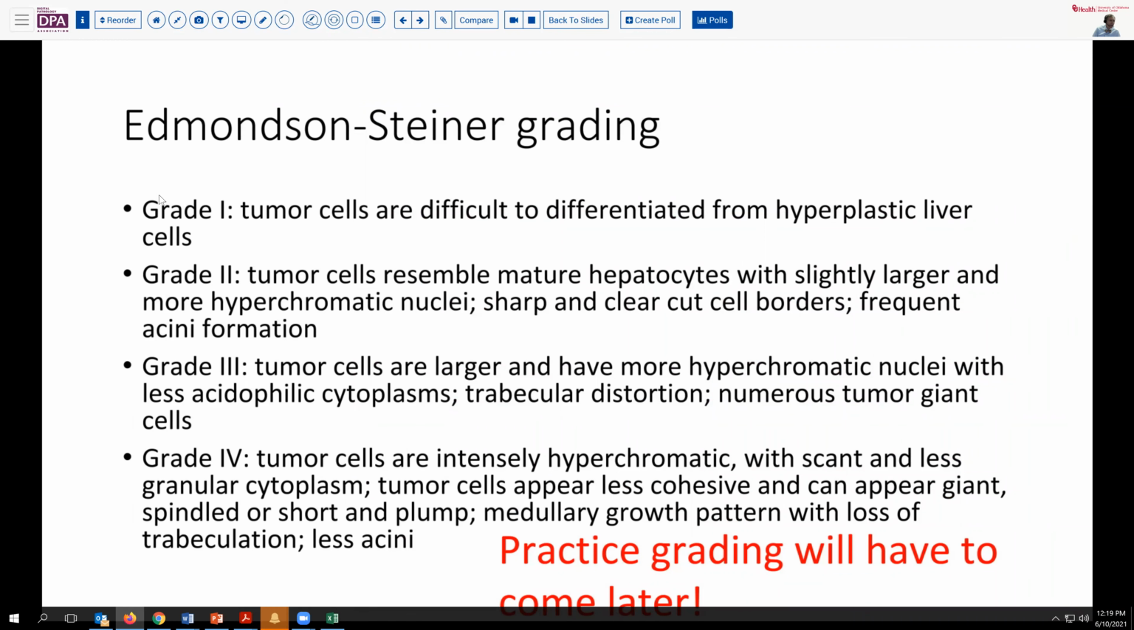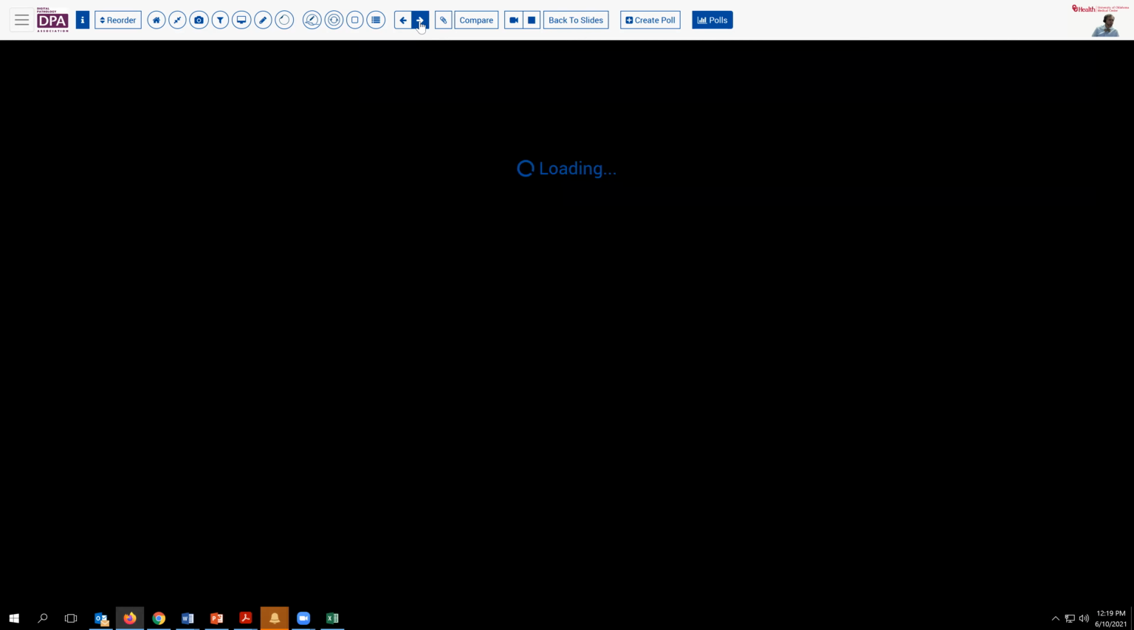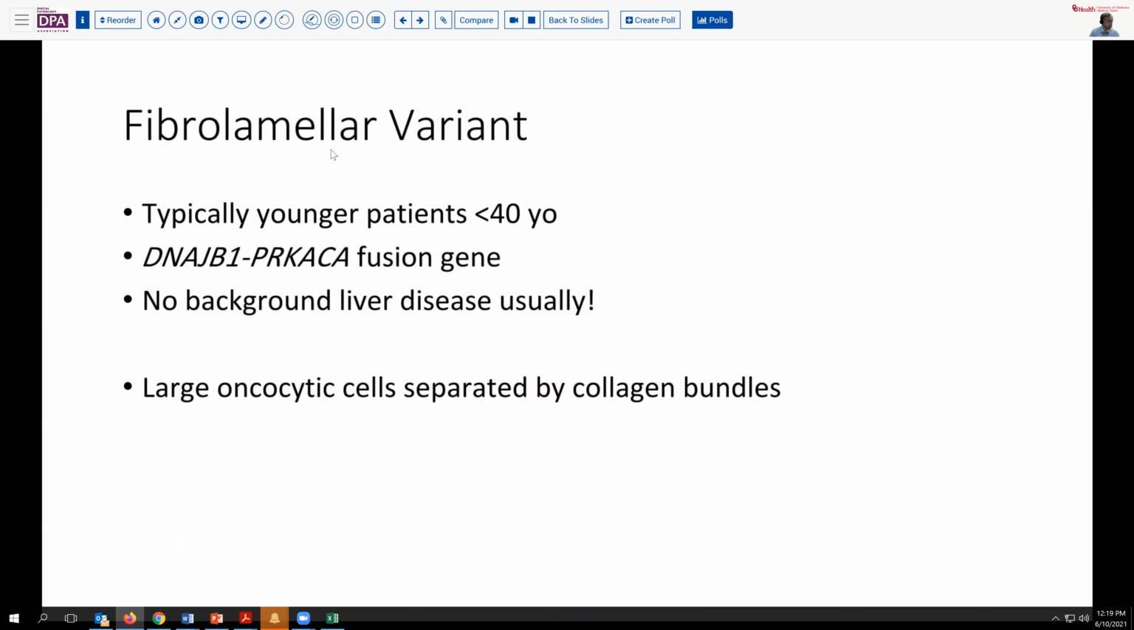This is the 4-grade system, the Edmondson-Steiner grading. Very well differentiated is grade 1, obviously. And the particulars of these grading systems are here. I'm not going to force you to learn this at this point, but you should be aware of it, and you can use this as a reference. I'm not sure that this is board material, so I'm not sure it's even worth spending a lot of time on.